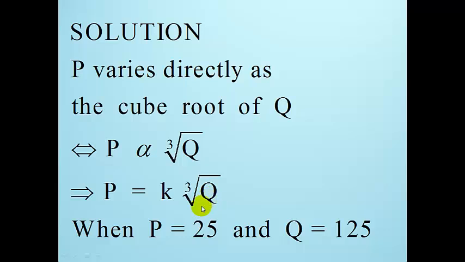Now from the question, we were told that when p equals 25, q equals 125. So wherever we see p, we substitute 25, and wherever we see q, we substitute 125 in the equation p equals k times the cube root of q.